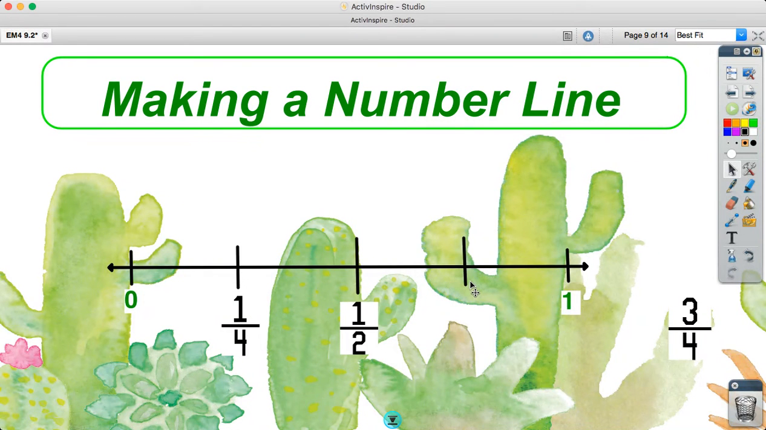What would I label this tick mark? Remember, it's 1, 2, 3 pieces out of 4 total pieces. I would label it 3/4. Great job.